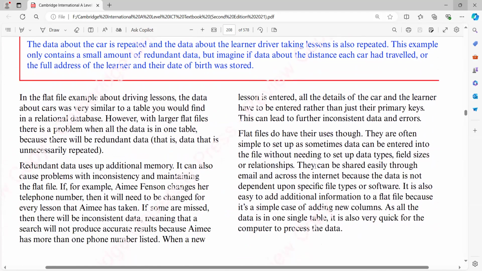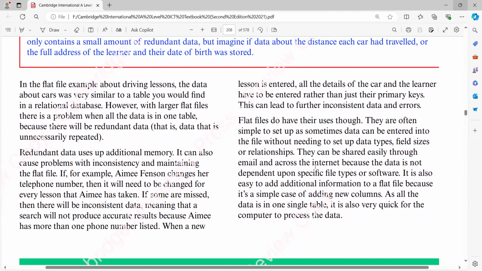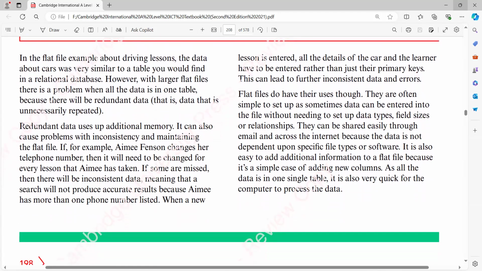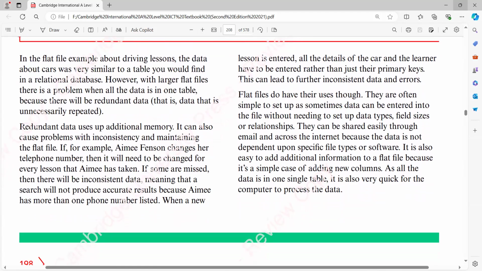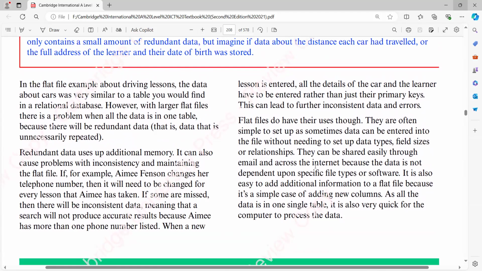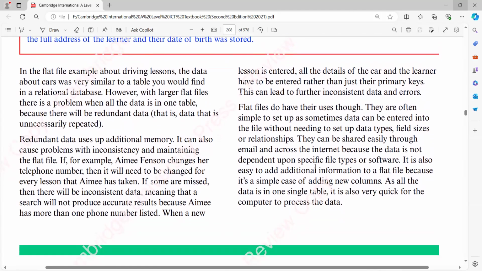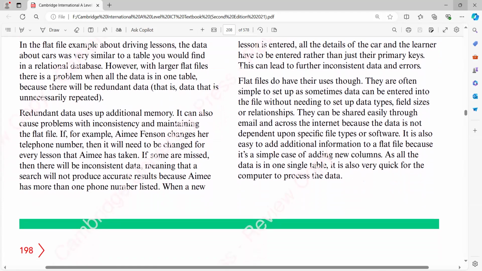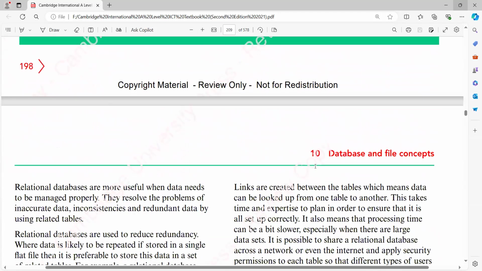In the flat file example about the driving lessons, the data about cars is very similar to the table you would find in a relational database, but with larger data in a flat file, there is a problem that your data will be repeated. And if it is repeated, it would take a lot of memory. I'm talking about the flat file system. It causes problems with inconsistency in maintaining the flat file. But flat files have their uses as well: sometimes data can be entered quickly, you do not need to set up data types, fields or relationships. They can be shared easily. I have covered all of that. You can add columns easily.